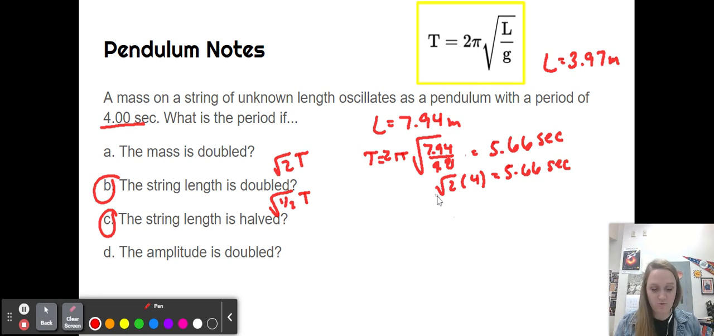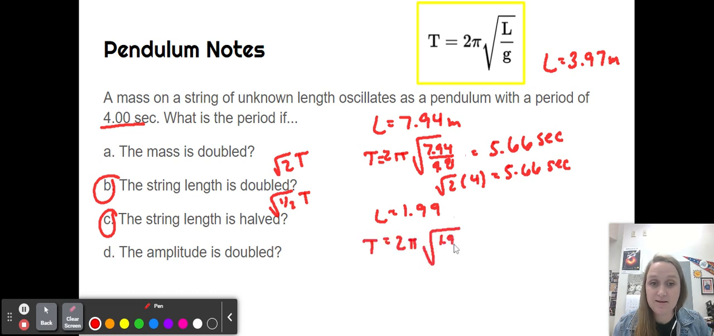I'm going to take this 3.97 divided by 2. So my length for this bottom one was 1.985. I'm going to say 1.99. So T equals 2 pi square root of 1.99 over 9.8. This gives me, gotta type it into my calculator. There we go. This gives me a period of 2.83 seconds.